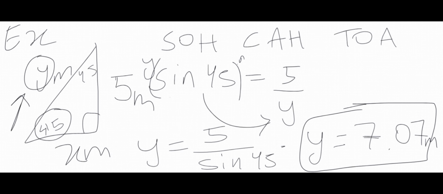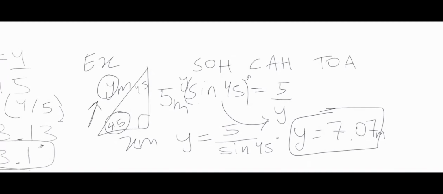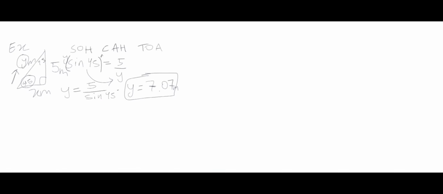Now we gotta bring it a step forward and find the x value. Let's clear this up a little. Now we have our y value, so let's redraw the diagram. So y is 7.07 meters. This is 5 meters. Now this is x meters. And now this is 45 degrees, and this is the right angle box.